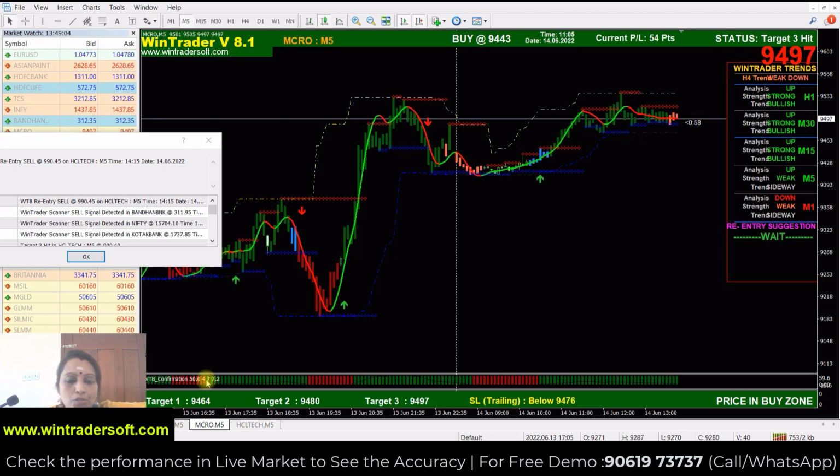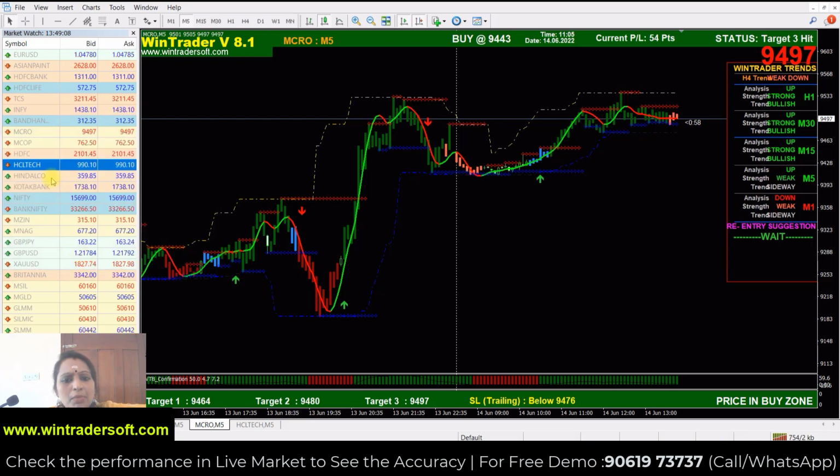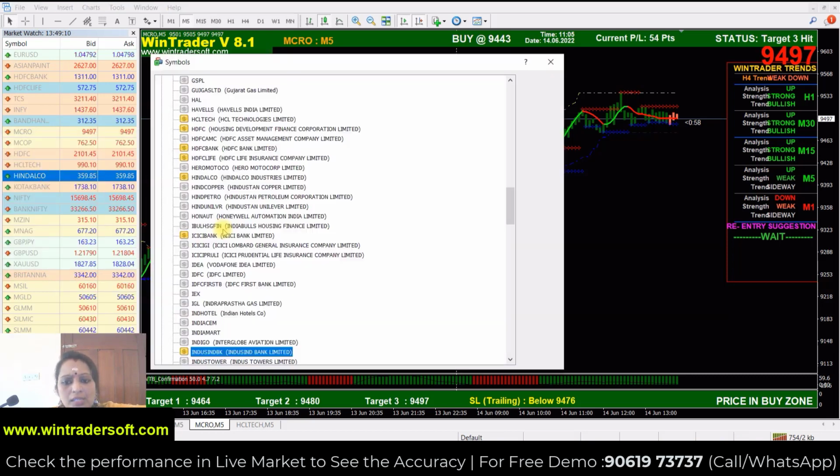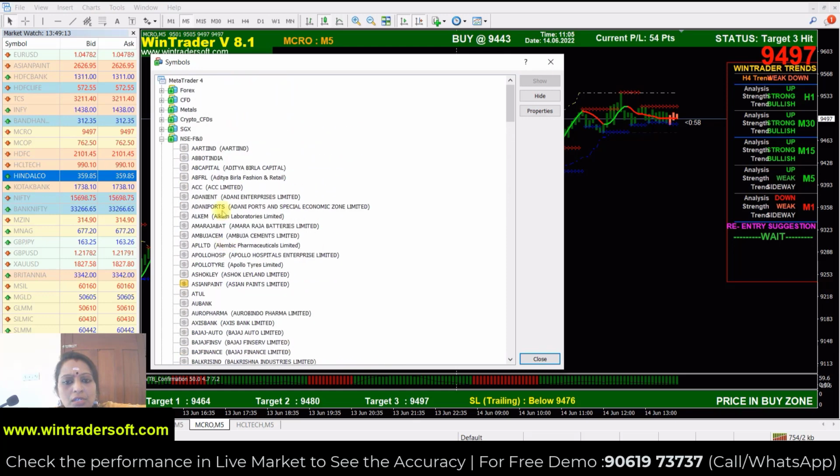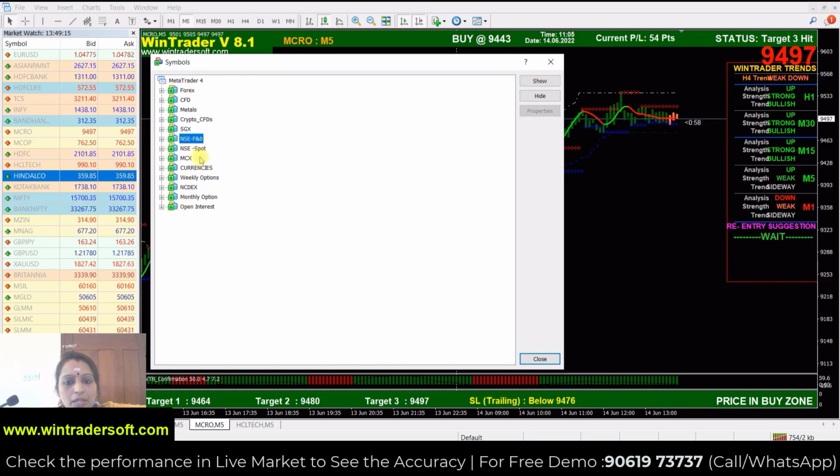So if you are interested to know more about our software, and if you want to watch a demo in any segment, as I told, our software covers all the financial markets. You can see forex, CFDs, metals, cryptos, and cryptocurrency is also there, and NSE futures, NSE cash, MCX currency. This currency is Indian currency, and this one is foreign currency. And weekly option, index, Bank Nifty and Nifty weekly option, monthly option, and agri. So our software supports all major financial markets.